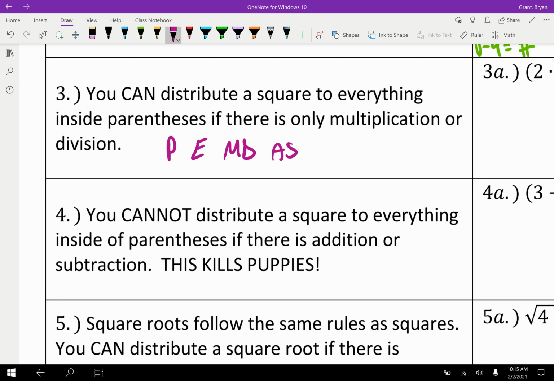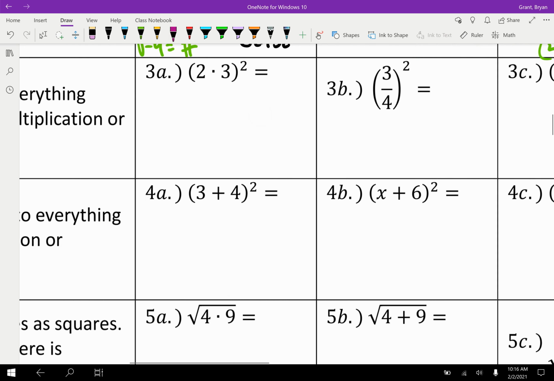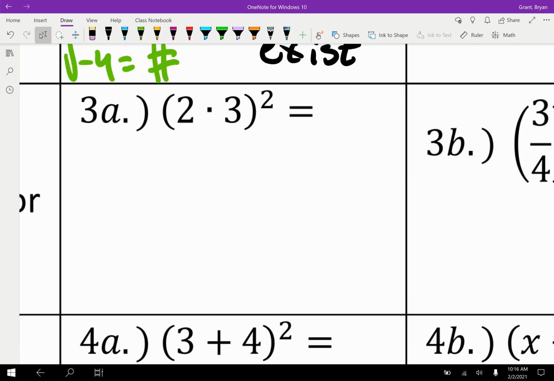But sometimes PEMDAS is slow. Sometimes you want to use a shortcut, and sometimes you want to skip around with PEMDAS, and sometimes you can. But of course, sometimes you can't. So what we're going to look at here is the biggest shortcut we learn in Algebra 1, distributive property. And we're going to see when are we allowed to distribute and when are we not. And we're going to start with squares. So we're going to look here at 3a and think, well, am I allowed to distribute this square inside?